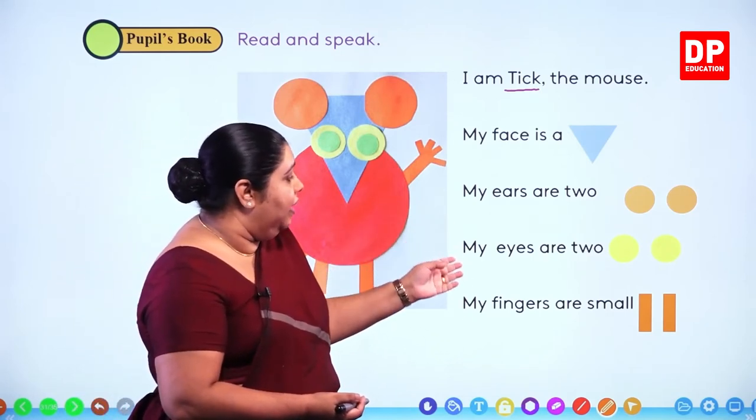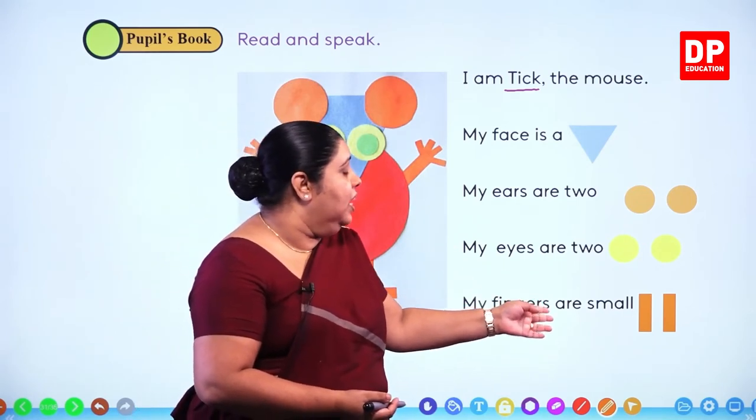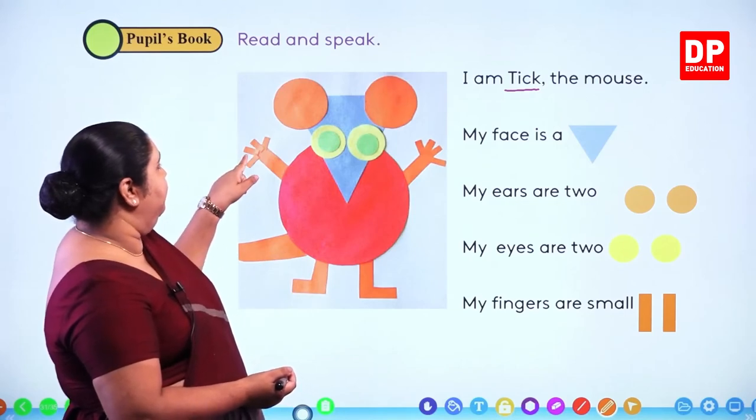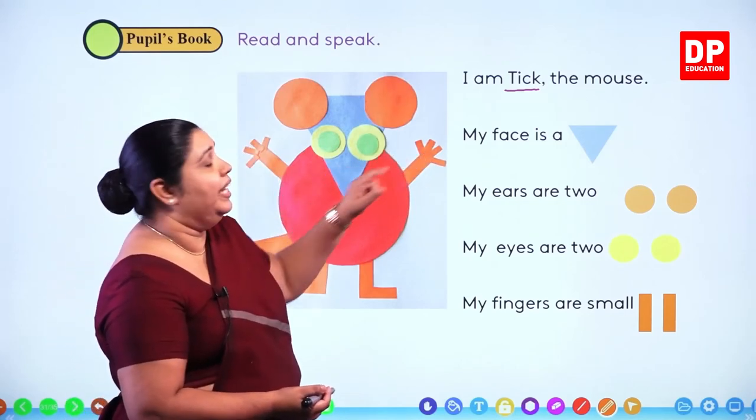My fingers are small rectangles. My fingers are small rectangles.